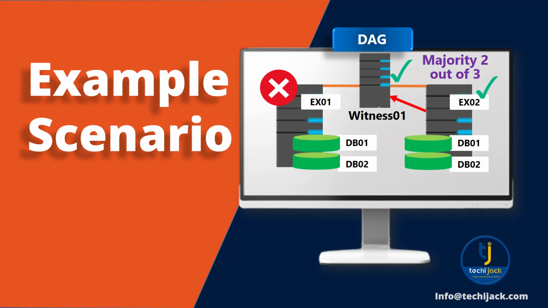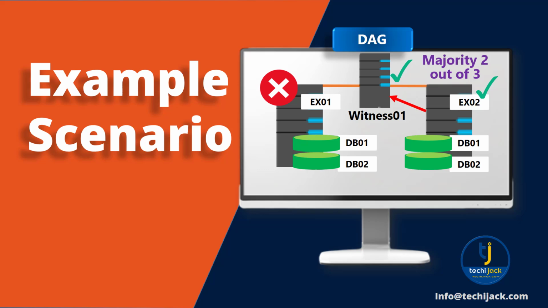Also think in this way, if there is no witness server and one Exchange server fails, there will be a 50-50 chance. EX01 is down, EX02 is live, but there is no majority of votes. So in this case, the DAG will fail and databases will be dismounted. So that's the need of a witness server. When we add the witness server, we get the majority of votes when we have an even number of servers. Now we have a majority of votes like 2 out of 3, which makes the DAG active and databases are still mounted.